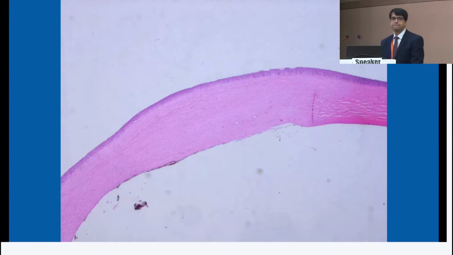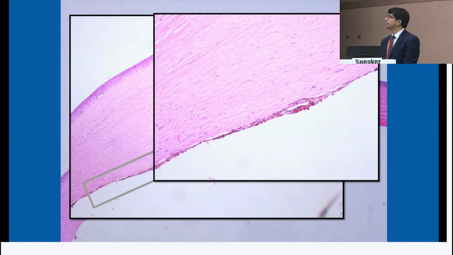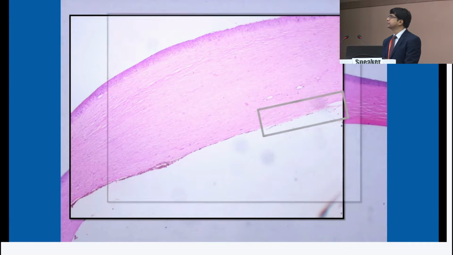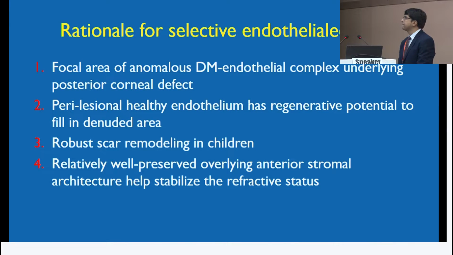Histopathologically, the posterior defect is filled with uveal tissue and anomalous fetal membrane, as evident in these histological slides. Perhaps this particular layer inhibits the normal endothelial migration, thereby preventing spontaneous recovery. Based on our clinical as well as histopathological observation, we felt there is a focal area of anomalous Descemet's endothelial complex underlying the posterior defect, which perhaps serves as a contact inhibition.